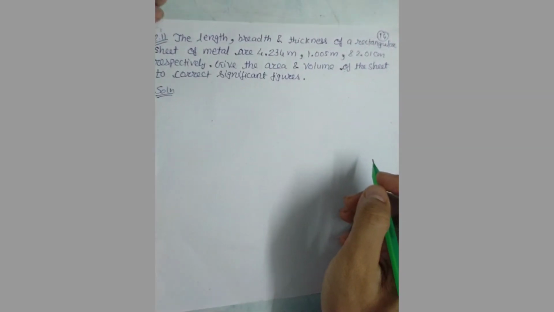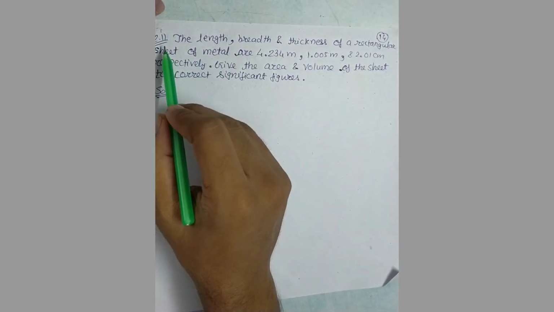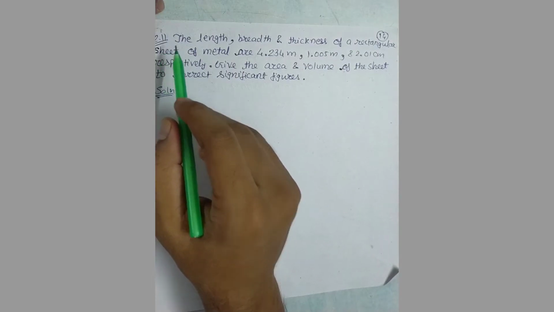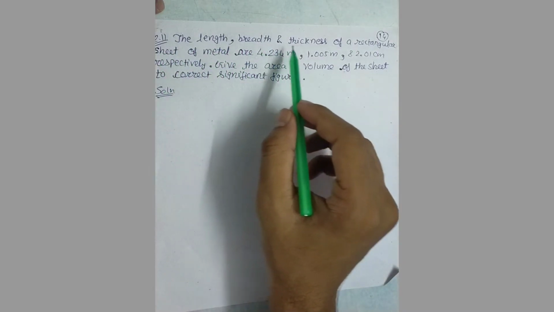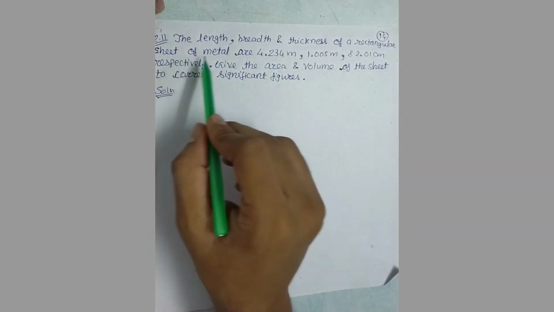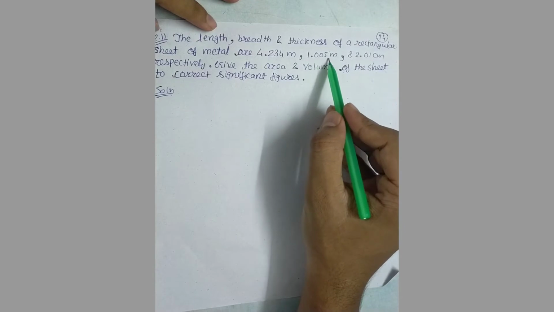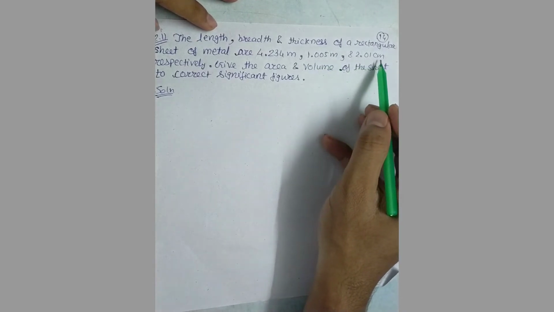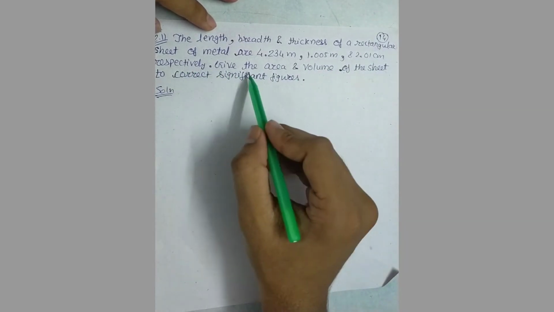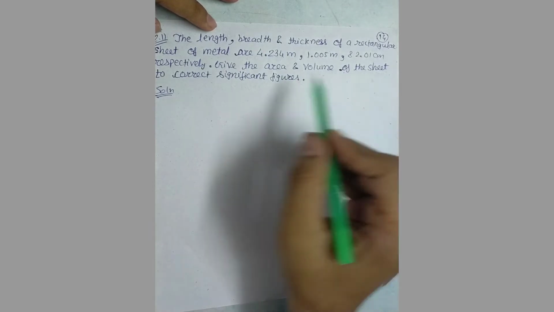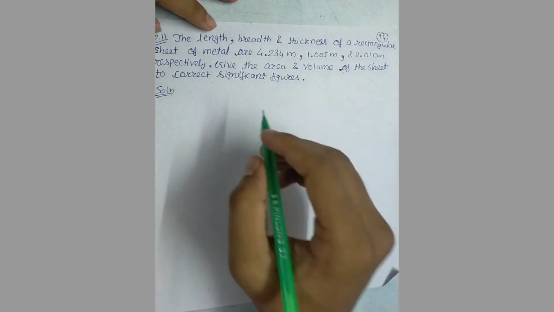Hello again. Let us discuss question number 2.11 of chapter 2, Units and Measurement. The length, breadth and thickness of a rectangular sheet of metal are 4.234 meter, 1.005 meter and 2.01 centimeter respectively. Give the area and volume of the sheet to correct significant figures.